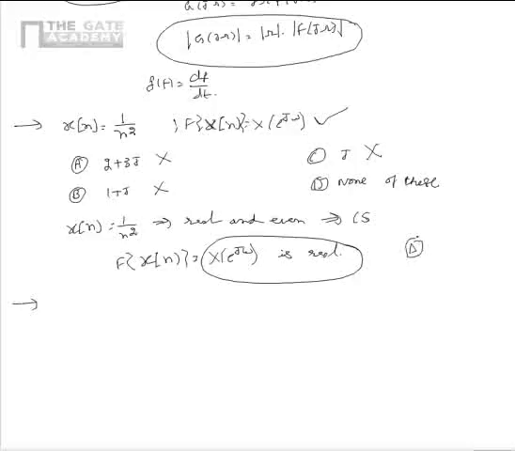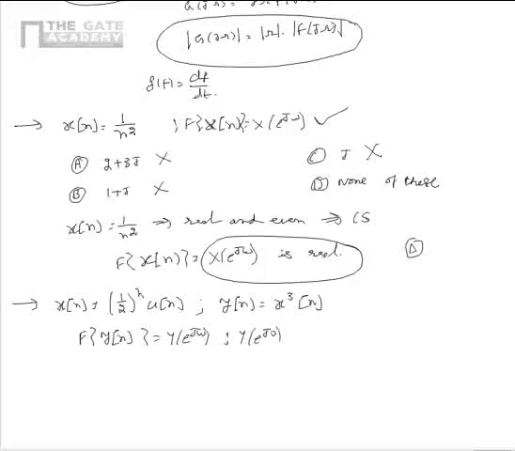Now let us consider another problem as per which there is a signal x of n given as 1 by 2 whole power n multiplied by u of n, and it is given that the derived signal y of n is equal to x cube n. It's derived from x of n as x cube n. If the Fourier transform of y of n is equal to Y of e power j omega, find the value of Y of e power j0.